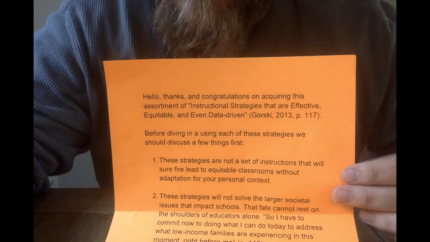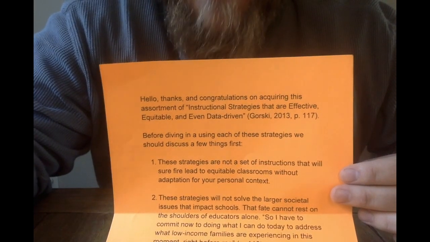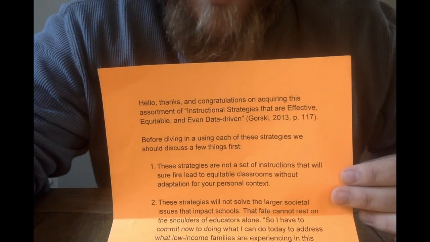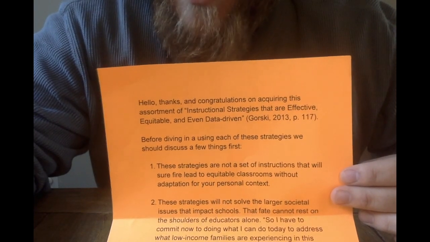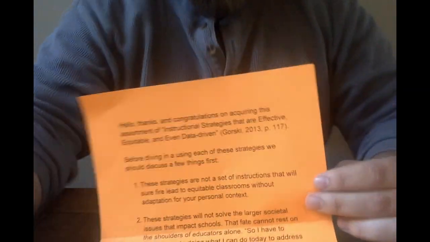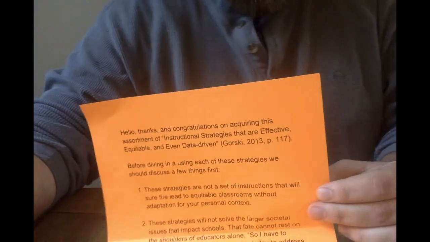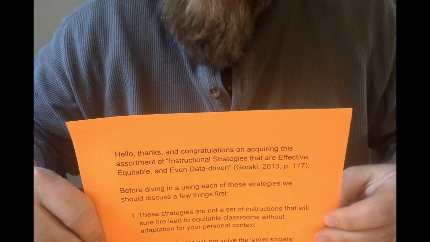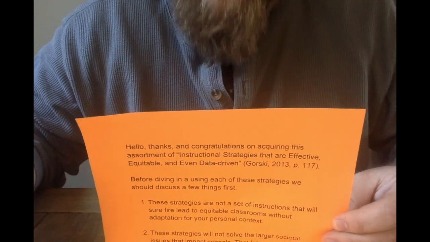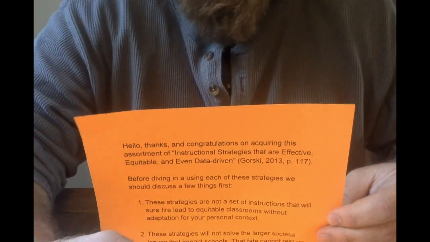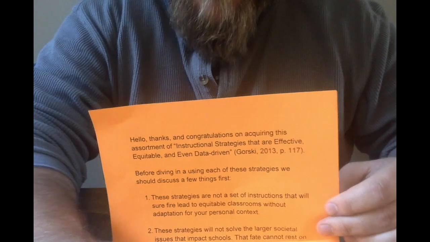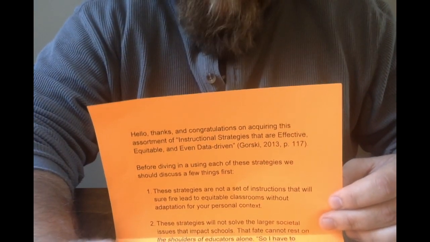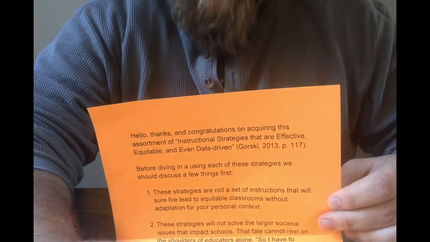So this is something that comments like this from Gorski, making sure that we know that it's not without adaptation. That's one of the reasons why I'm really pleased with this book, Reaching and Teaching Students in Poverty. So he repeatedly works with the readers by stressing that nothing can go straight from the pages of his book or straight from the package and directly into a classroom without modification from its contextless state. Okay, so then strategies will not solve the larger societal issues that impact schools. That fate cannot rest on the shoulders of educators alone.